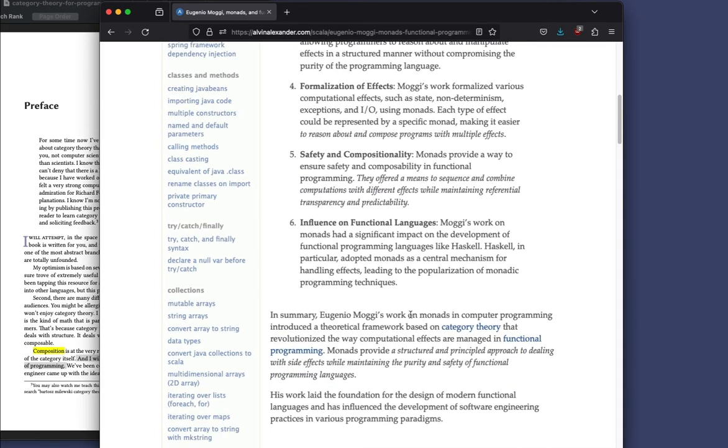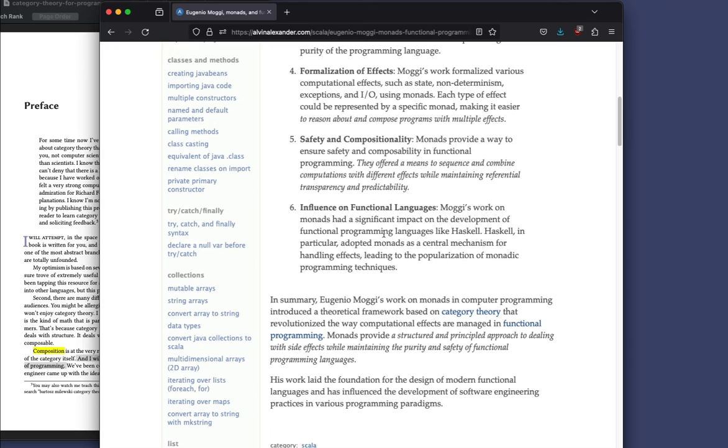So as I scroll up here, we can see that Moggi's work on monads had a significant impact on Haskell, and all of that led up to the work in the Scala functional programming libraries like ZIO and Cats Effect. And finally, down here, I kept this line because I really liked it. And it states basically that monads provide a structured and principled approach for us to deal with side effects while maintaining the purity and safety of functional programming languages, like the work that we want to do in Scala.